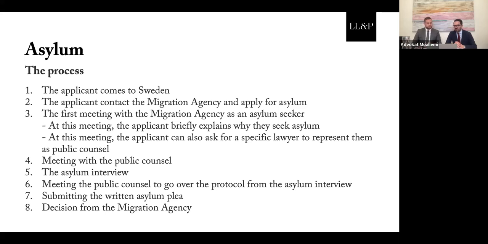After this first meeting or interview where you seek asylum at the migration agency, a lawyer will be appointed to your case, and then this lawyer will contact you for a personal meeting before the big asylum interview. And the purpose of this meeting is to get to know you, go through your case, and give you information in regards to the asylum interview, what is good for you to know, and what is good that you think of.